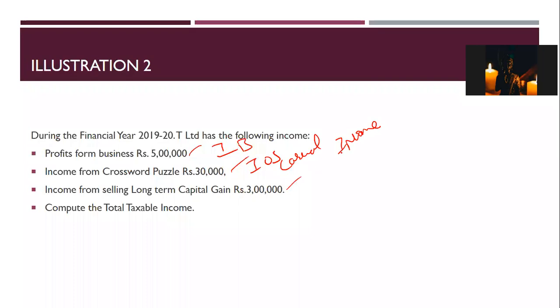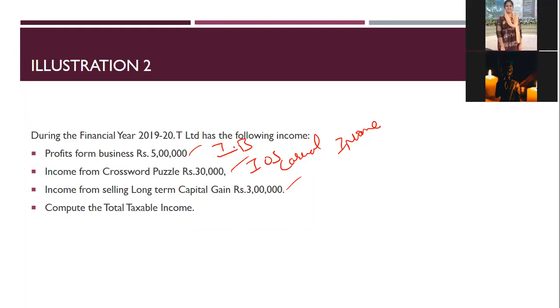This income is called casual income, and that's the reason it comes under income from other sources. Once again, I'll tell: any income which doesn't fall under the previous three heads of income will be considered as income from other source. And next is income from selling long-term capital gain. It is only given here, so it comes under income from capital gain.